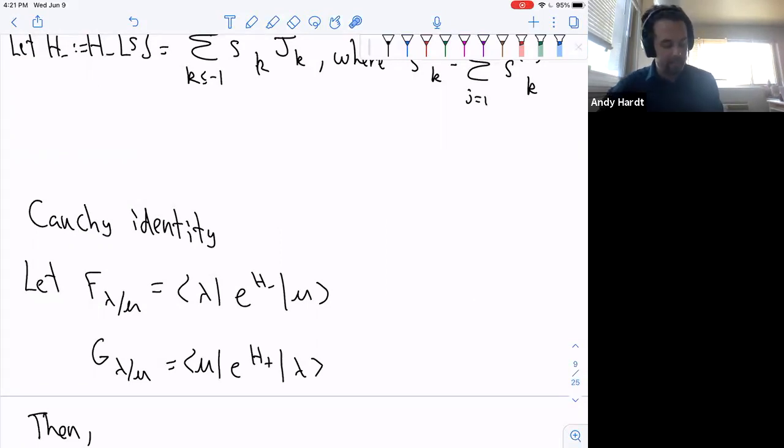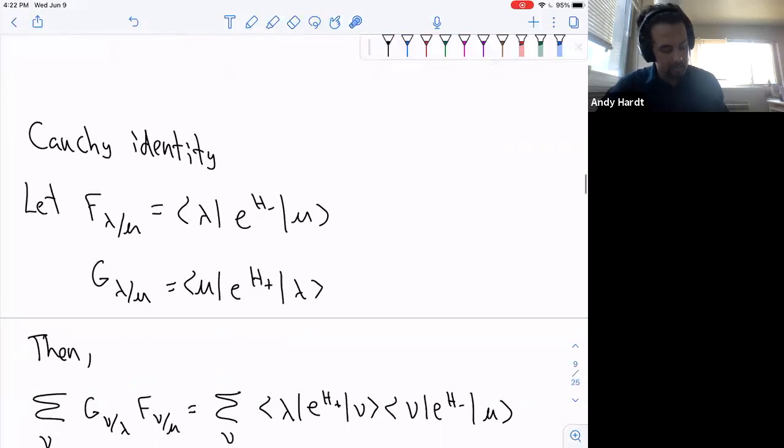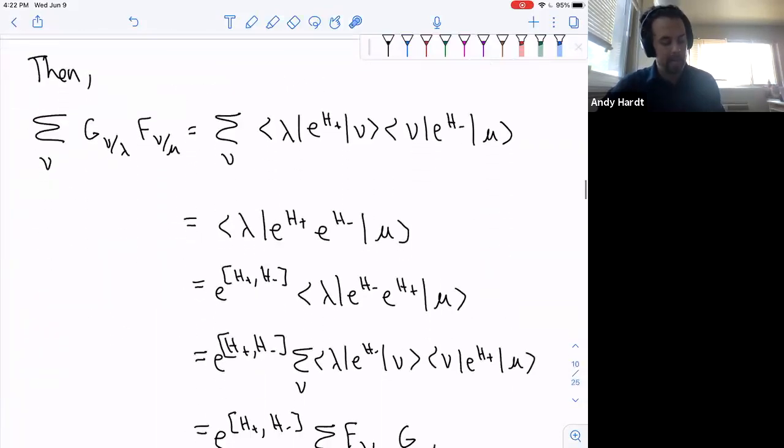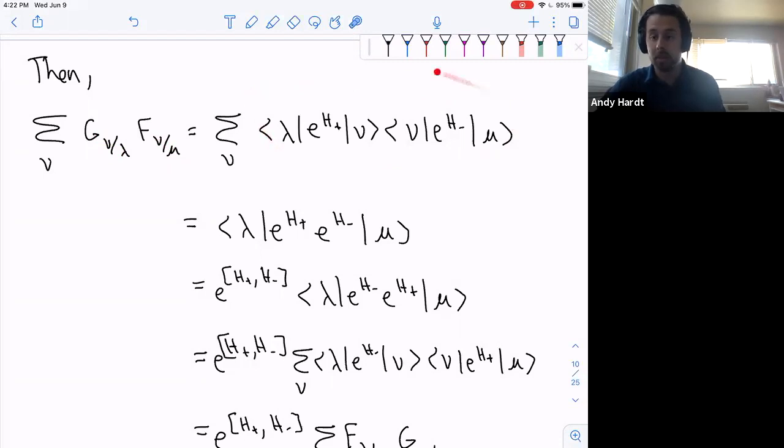But let's have two polynomials. The g's and the f's are kind of like p's and q's, Macdonald p's and q's, Schur p's and q's. The G's pair lambda with mu this way with an H plus, and the F's pair them in the opposite way with an H minus. And so we want to find a Cauchy identity between these two polynomials, and we can. We have the sum, and this is a skew version, so it's quite nice. We have a sum over nu of G nu over lambda, F nu over lambda, and then we just write these in terms of Hamiltonians.